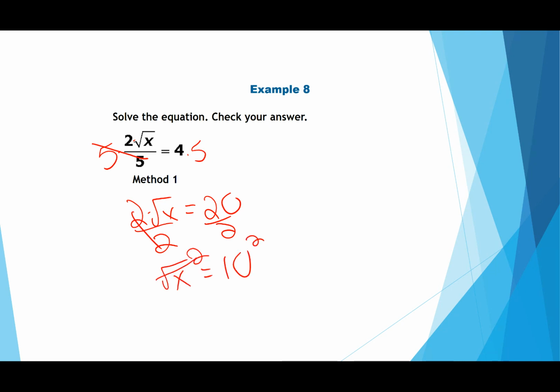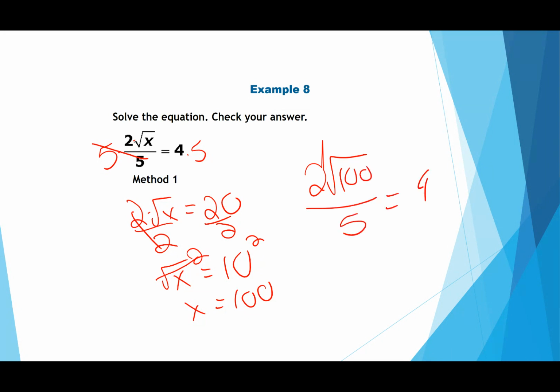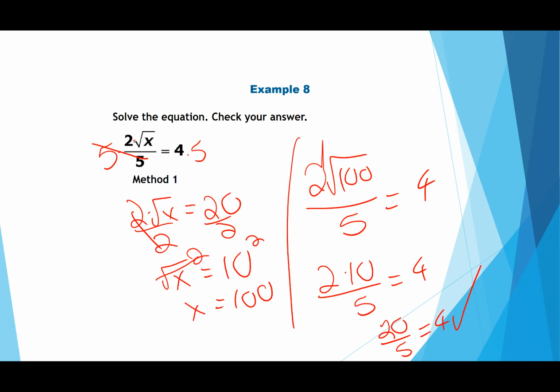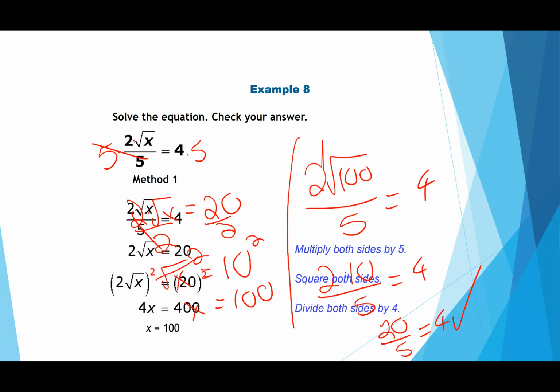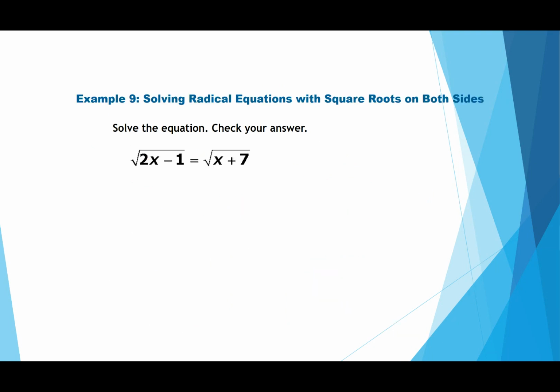So I square it, and I should have x equal to 100. So, just to see if that fits, 2 times the square root of 100 divided by 5 equals 4. Let's see. 2 square root of 100 is 10, divided by 5 equals 4. Well, 2 times 10 is 20, right? And 20 divided by 5 equals 4. That's true. So it all works. Okay. Again, this was just me checking my work here. They did a very different method than I did, but that's fine.